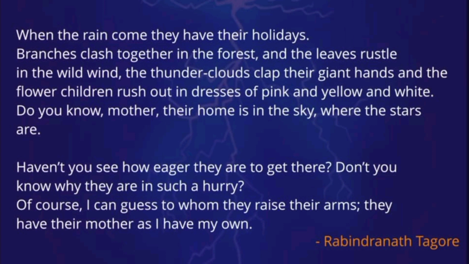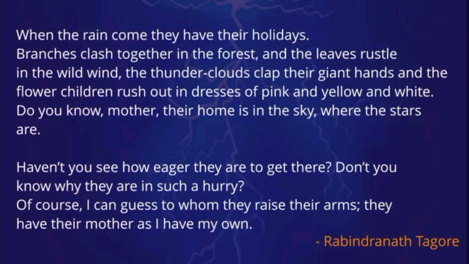Now the child says that at this time the flower children come out dressed in vibrant colors. Vibrant means bright. Now in the last stanza, haven't you seen how eager they are to get there? Now where do they want to be? Don't you know why they are in such a hurry? Of course, I can guess to whom they raise their arms. They have their mother as I have my own.